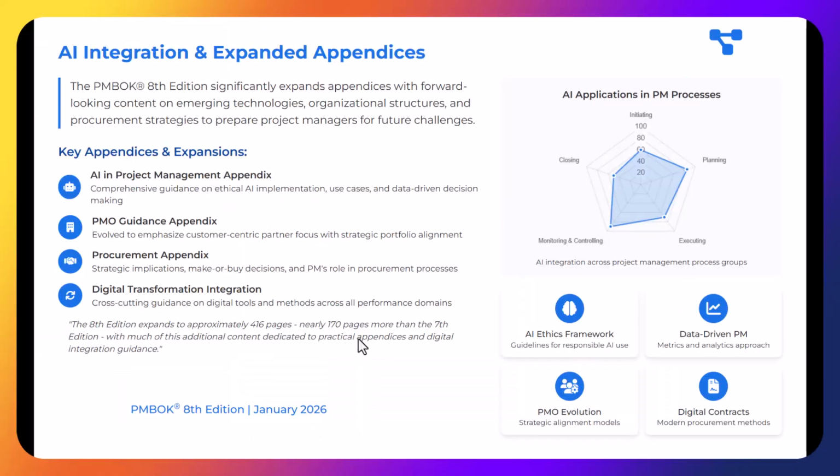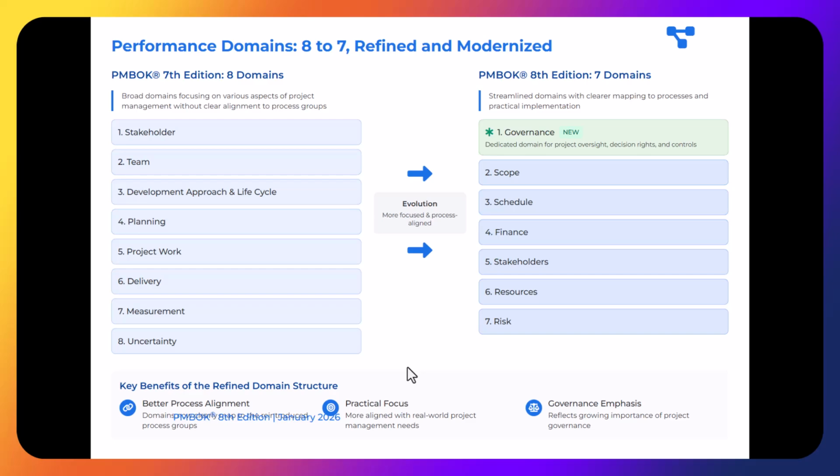So the performance domains, the governance is the new one. If you look through the evolution, it says scope, schedule, finance, stakeholders, resources, and risk. And inside of stakeholders, you see before it was divided between team and stakeholder, but I believe what they've done there is taken the stakeholders and included the team inside of the stakeholders. I feel like a lot of people are going to have questions about this, and I'm looking forward to what it is they uncover.